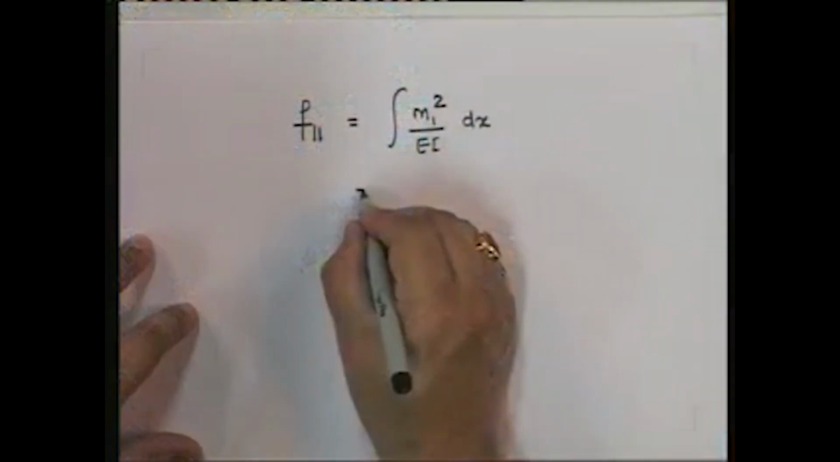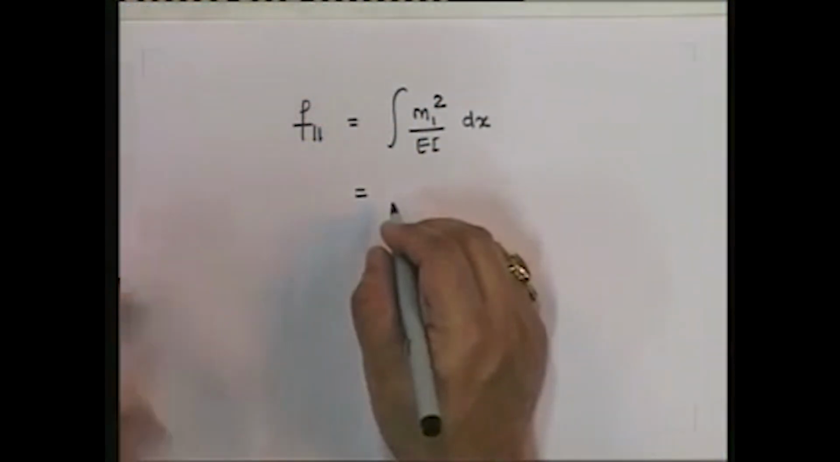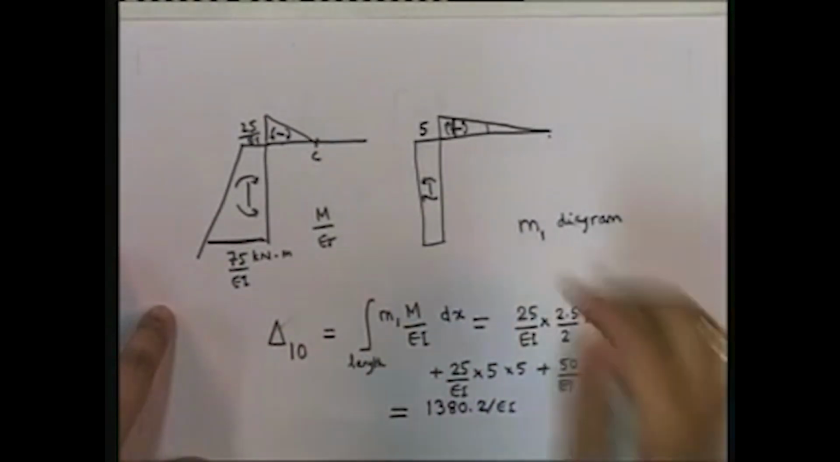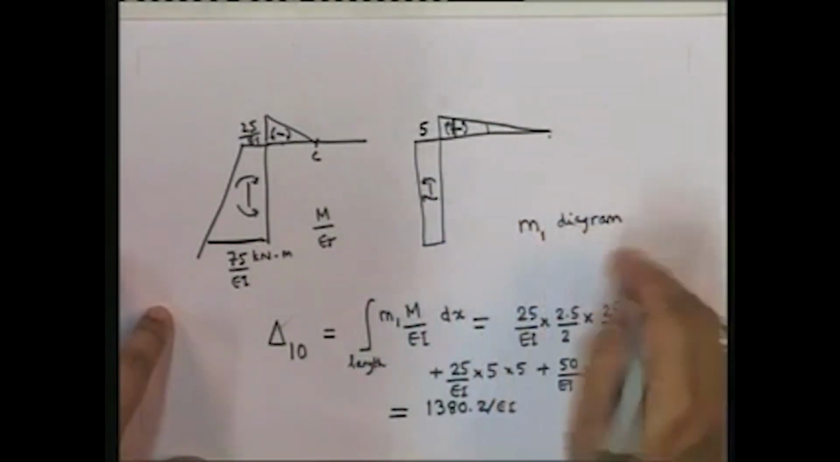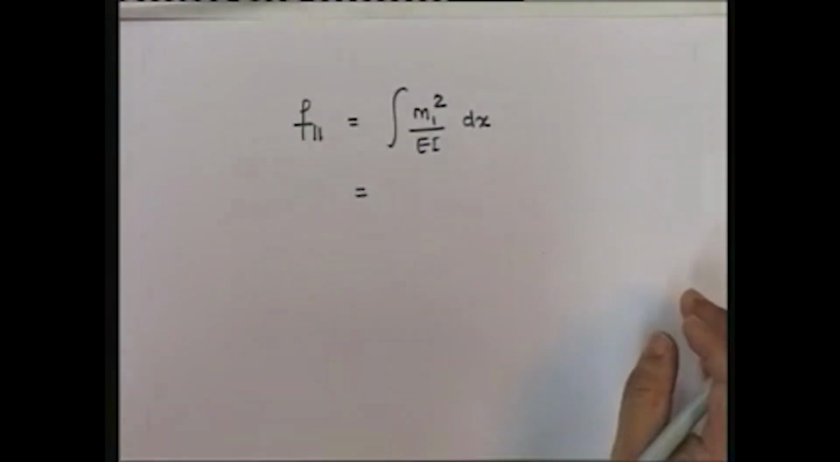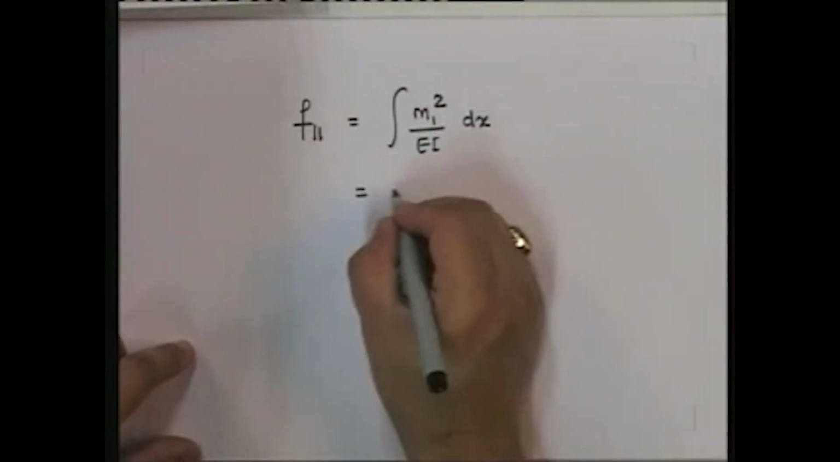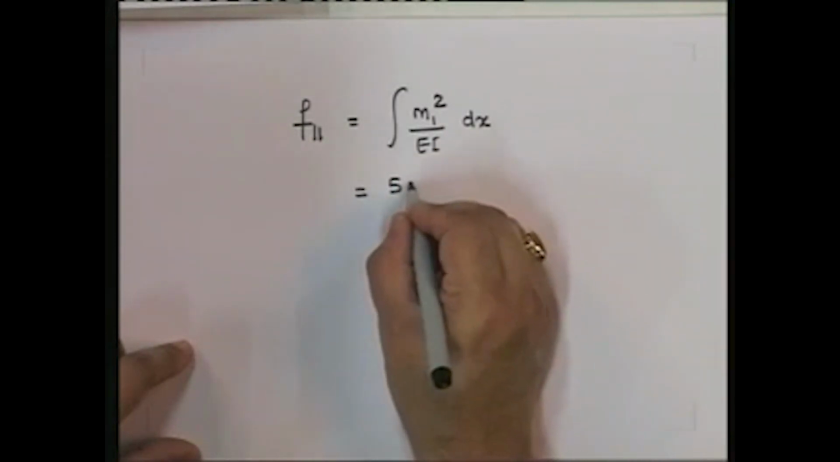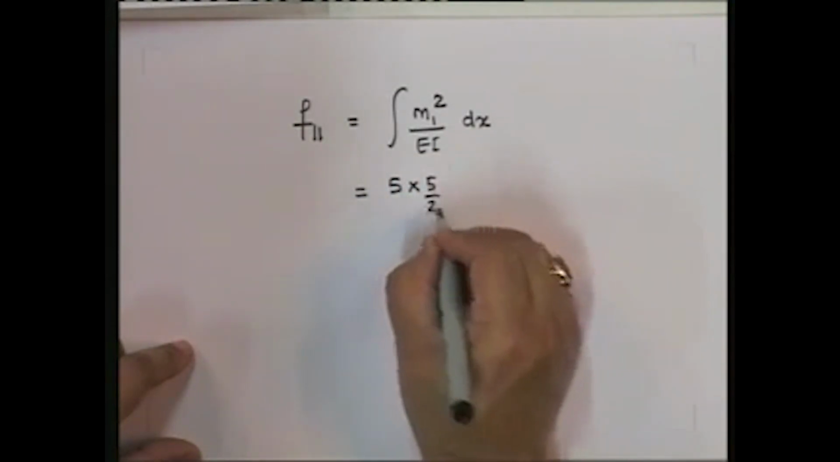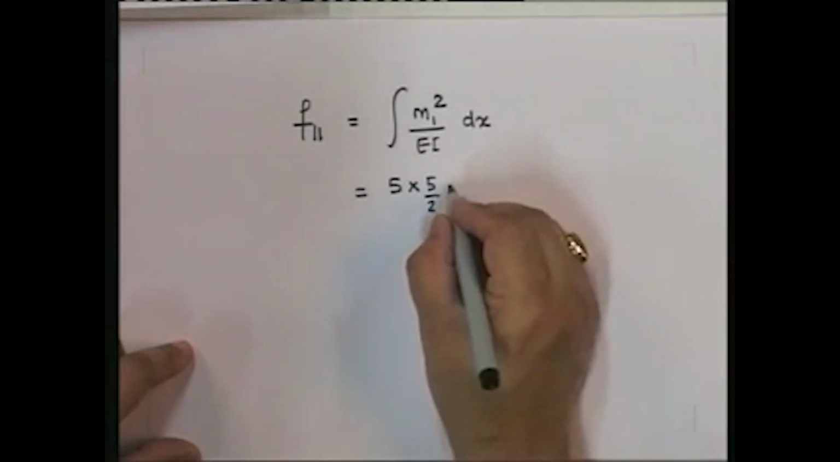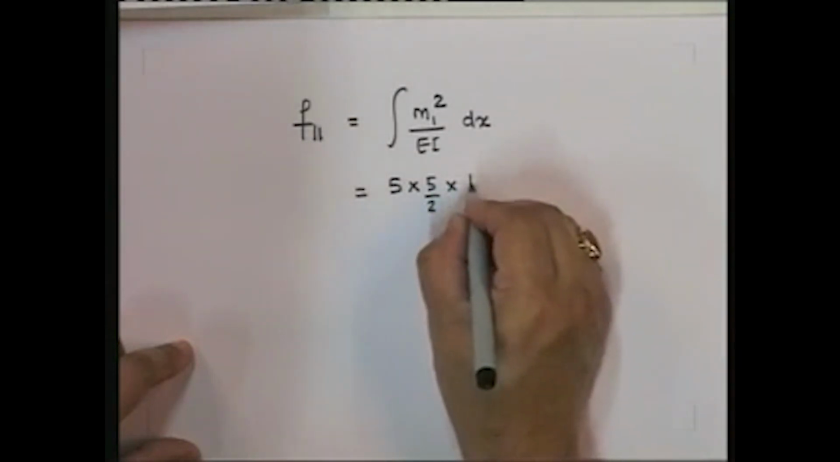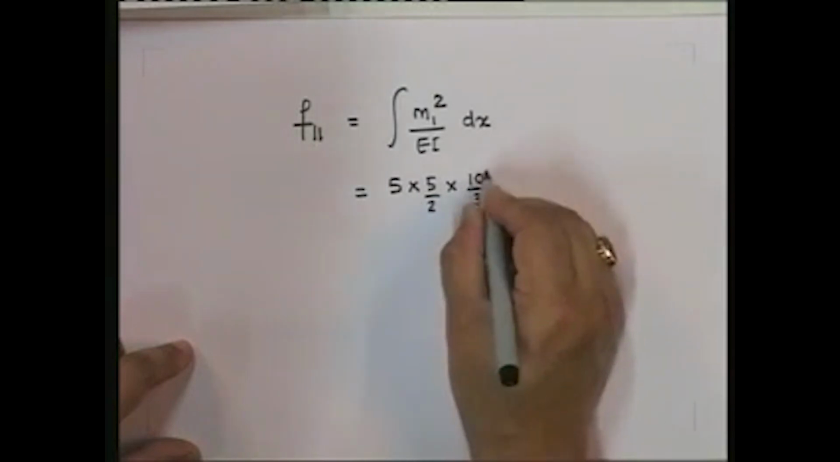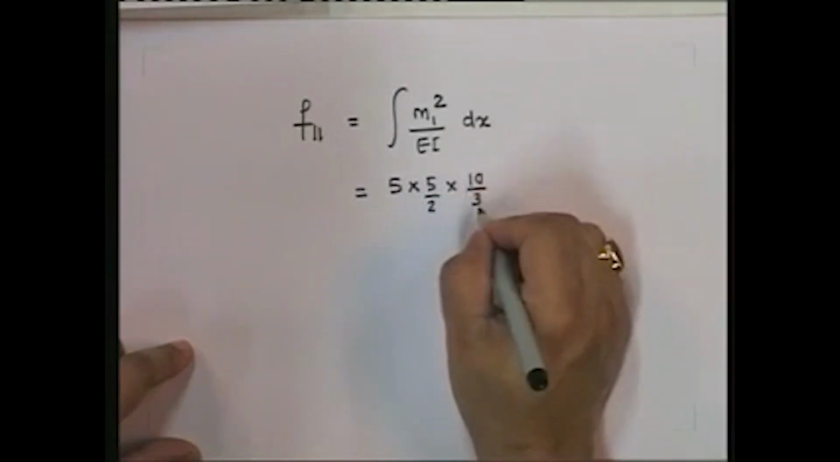I'm doing the same thing over here. So if I draw this, this will then be this integral with itself upon EI. So if you look at this, this is going to be equal to 5 into 5 by 2, that's the area under the curve, multiplied by 10 by 3, that is the value at the centroid.